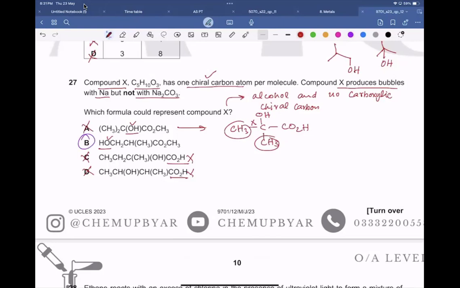And if you want to check whether it has a chiral center or not, have a look. OH, CH2. So this carbon is not chiral, but the next carbon has H, CH3, and then CO2CH3. So see, this carbon is actually a chiral carbon. So yes, B is the correct answer for question number 27.